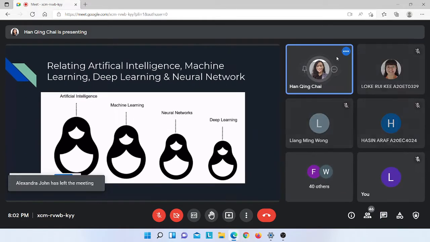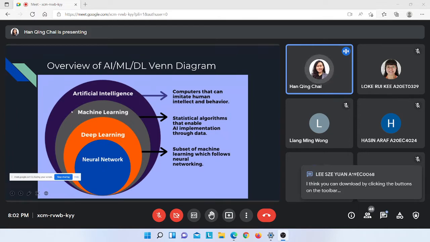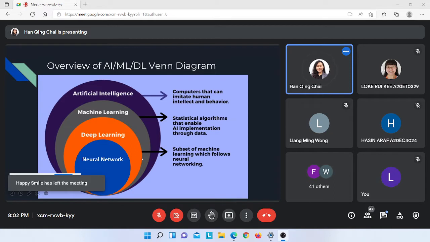If we look at this diagram, this is called a Venn diagram. A neural network can be seen like what we learn in mathematics: it's a subset of deep learning. Later on, deep learning and neural networks are subsets of machine learning. And all three of these are actually subsets of a very big system called artificial intelligence.